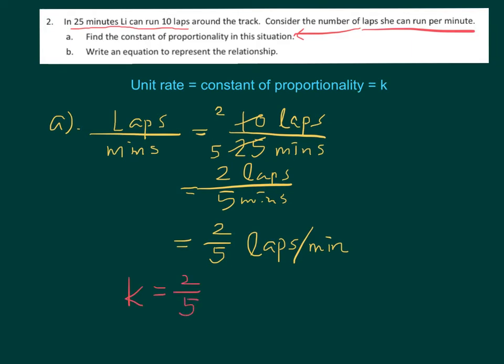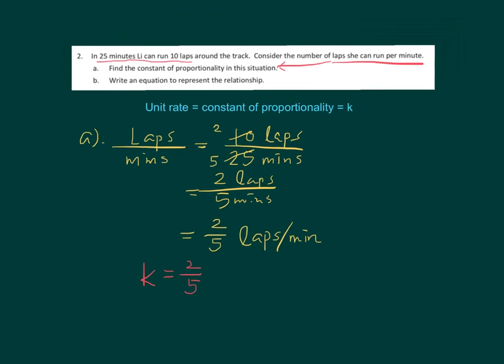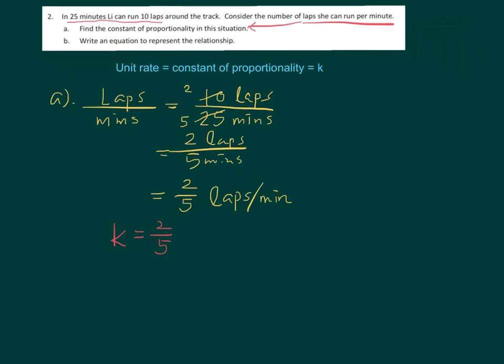Okay, and then for part B, this is the easy one. Part B is to write an equation. So you remember the form of a proportional relationship. The equation form is this. It's y equals kx. So in this case, for your answer, it is y equals 2/5 x.